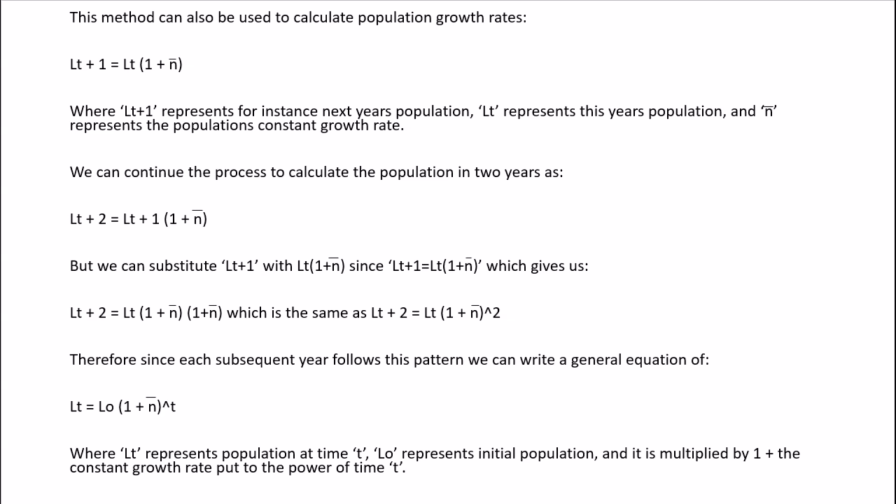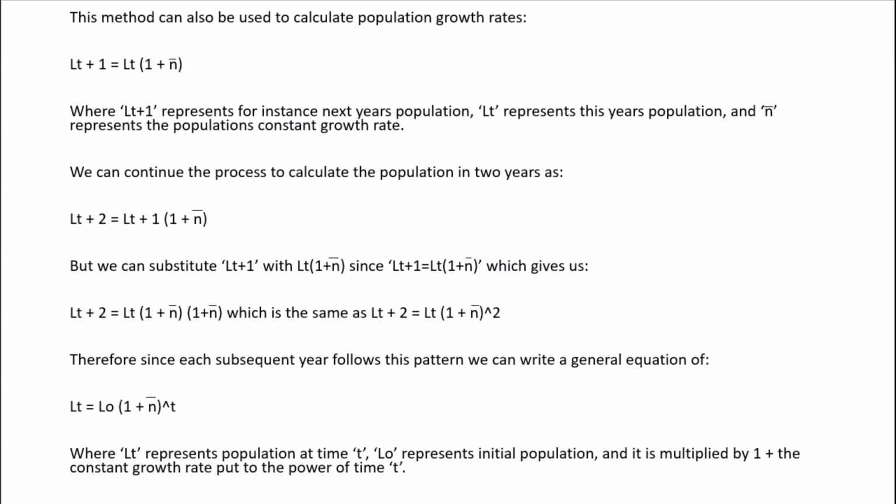So this method can also be used to calculate population growth rates. In this equation, L t plus 1 represents, for instance, next year's population, L t represents this year's population, and n, with this line on top of it, represents the population's constant growth rate. So it's exactly the same as what we saw before when we said GDP per capita in 2009 is equal to GDP per capita in 2008 multiplied by 1 plus the constant growth rate.